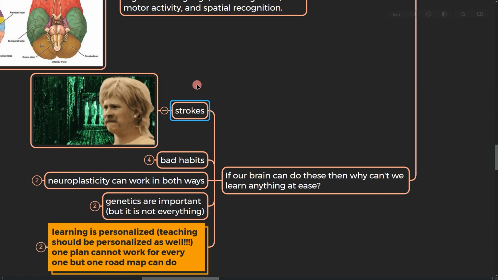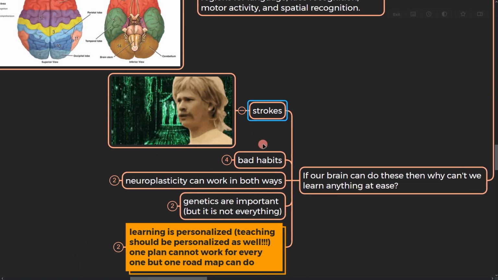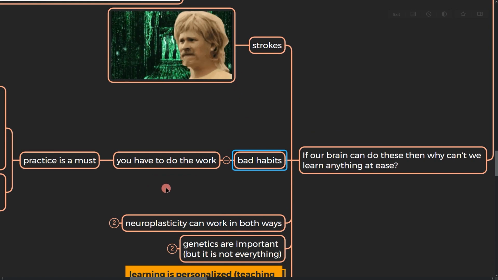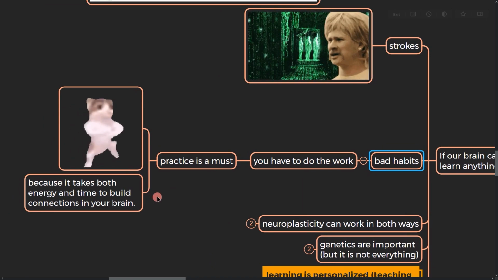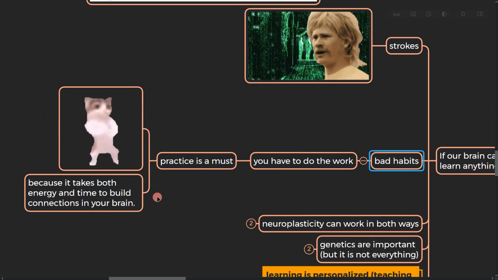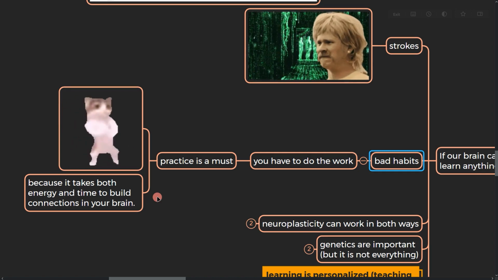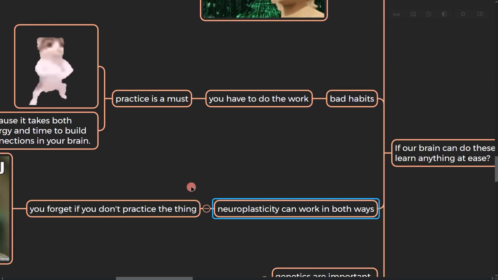First of all, stuff like strokes can happen. This is the worst case scenario. All right, so strokes physically damage the brain and we can't do anything about it. Another one is bad habits. You have to do the work, man, and the practice is a must, because it takes both energy and time to build connections in your brain, and you have to just practice it like building muscles. You keep working out to build muscles, stay fit. You have to do the same thing if you want to learn anything. So this neuroplasticity can work both ways. You forget if you don't practice the thing that you want to learn.